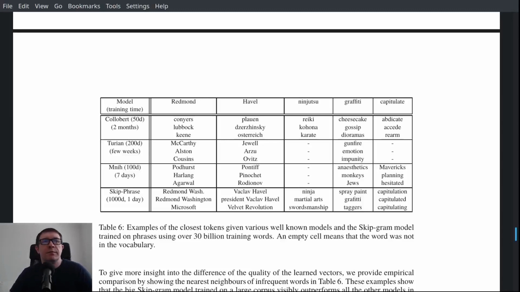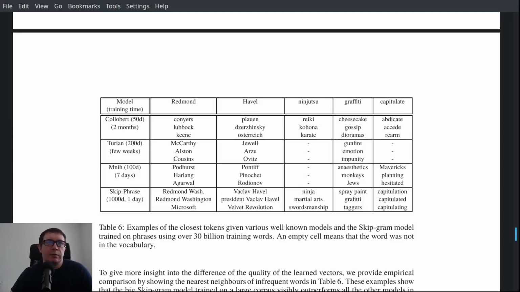And you can see the phrase skipgram on the bottom with a dimensionality of 1000 ran for 1 day. So that's a fair amount of time, but if you scroll up, you see 100 dimensions runs for 7 days. This Turing algorithm, 200 dimensions, ran for weeks, and then the one on the top with 50 dimensions ran for 2 months. And then you compare the results on the compositionality.